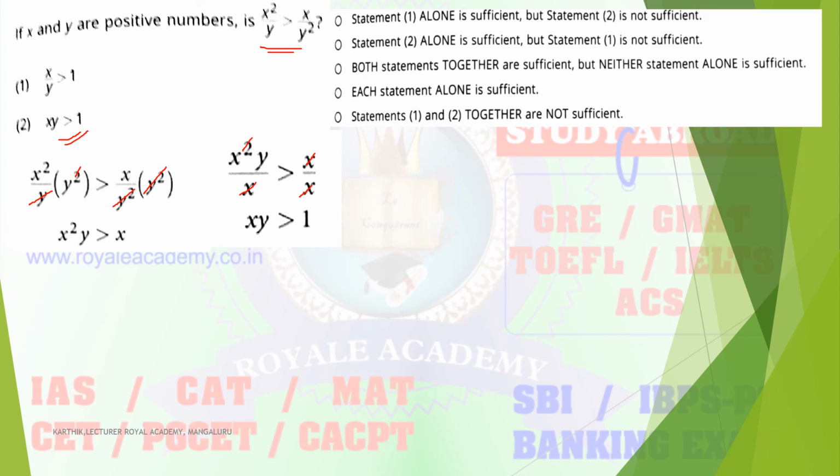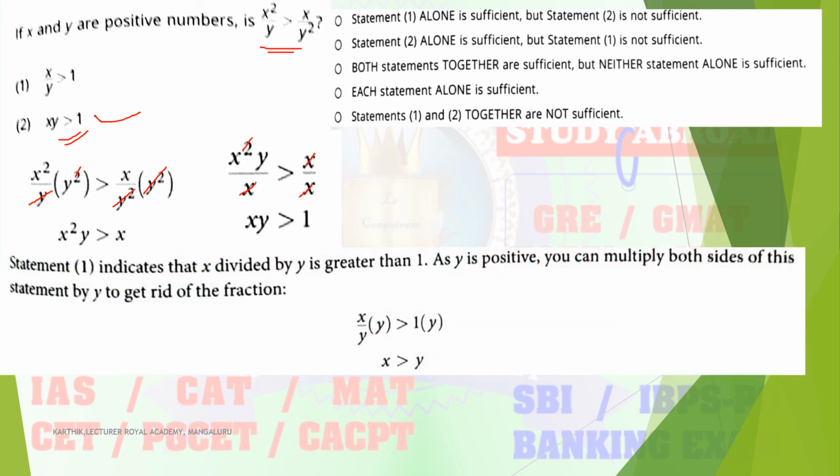And also just check whether statement 1 is also sufficient. Why? Because that option is there: each statement alone is sufficient. So statement B is sufficient, but check whether statement A is also possible to answer the question. Just check. How to check? Statement 1 indicates that x divided by y is greater than 1.